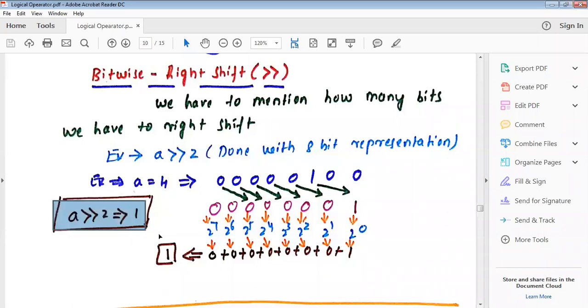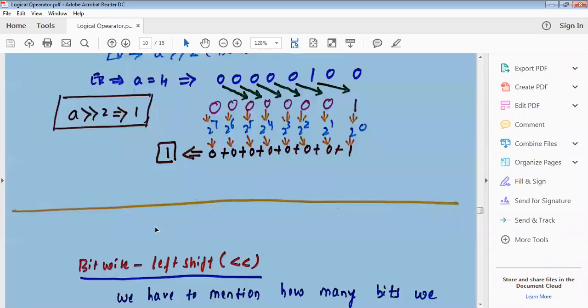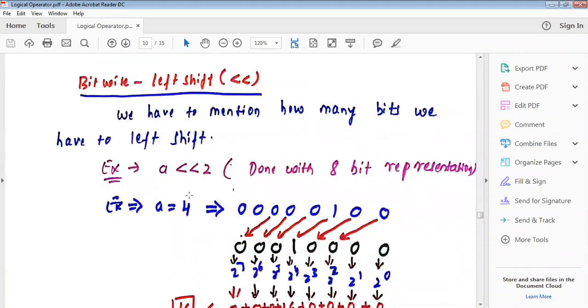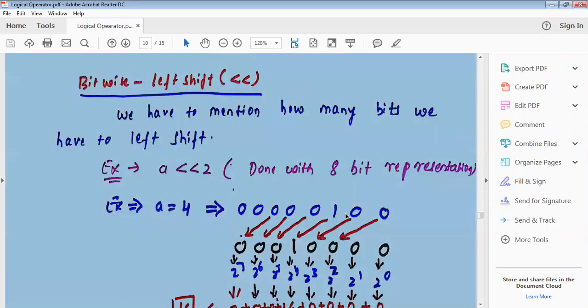So this is the bitwise right shift, and the last one is the bitwise left shift. Here we have to mention how many bits we have to move, how many bits to perform the left shift. For example, take a << 2. Here also we use the 8-bit representation, and the same value, a = 4. So 0, 0, 0, 0, 0, 1, 0, 0.